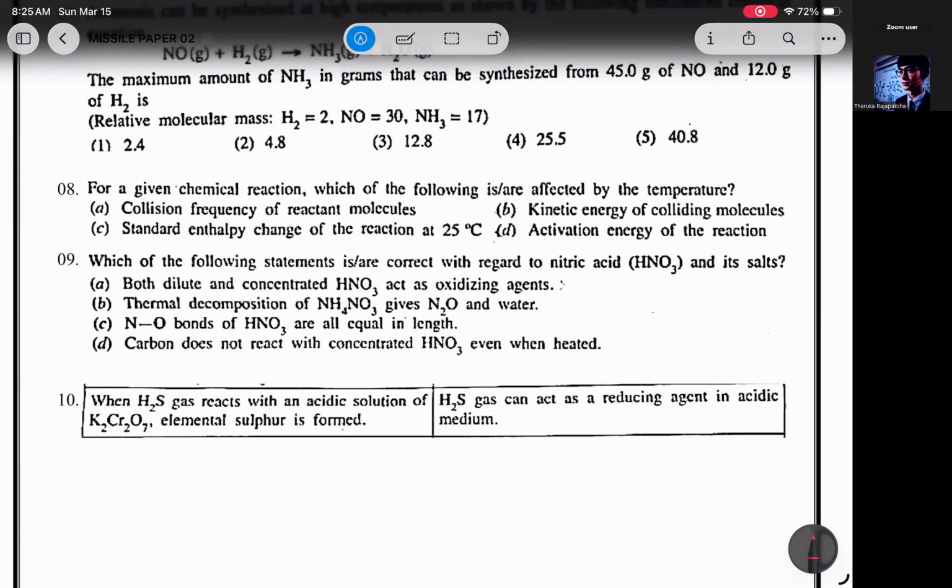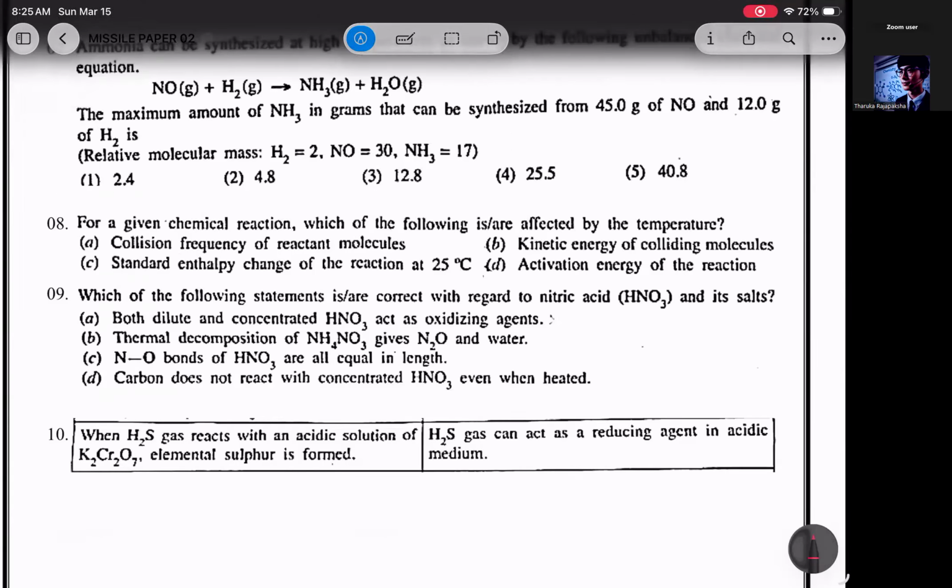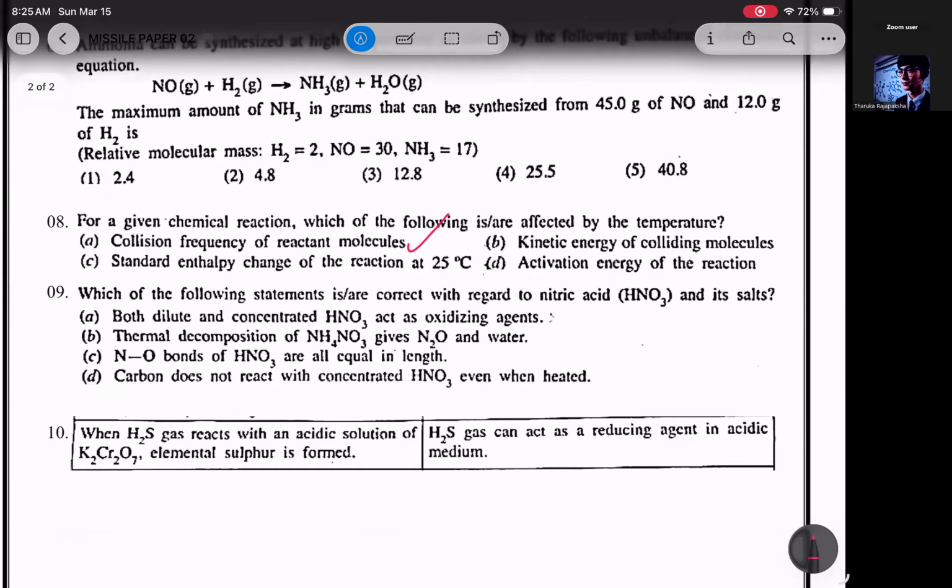For a given chemical reaction, which of the following is or are affected by the temperature? Collision frequency of reactant molecules. Yes. When temperature increases, collision frequency increases because they are going to move faster. So moving faster means faster collision frequency. Kinetic energy of colliding molecules. That is correct. Standard enthalpy change. Enthalpy will not change. And activation energy of the reaction. Activation energy also will not change because of temperature, right? Nothing can change the activation energy actually.